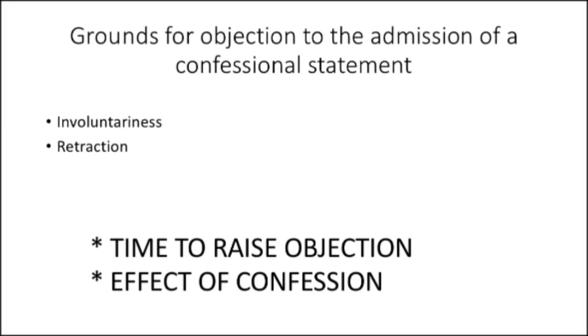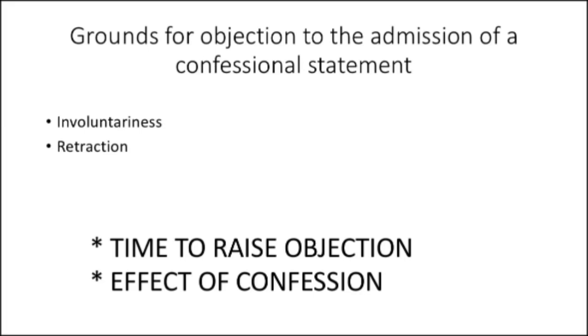Now, what are the effects of confession? A confessional statement is sufficient to ground a conviction. You see, one of the ways to ground a conviction is by a confessional statement. Of course, you have ways to convict an offender of the law. Number one is by direct evidence of an eyewitness. Number two is circumstantial evidence. Then we have the confessional statement of the accused.